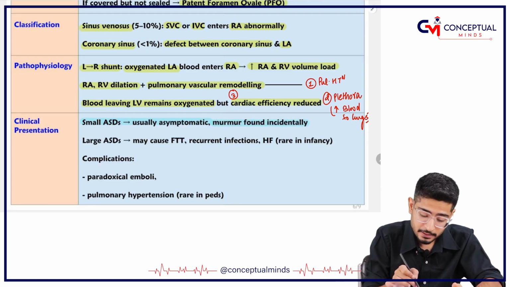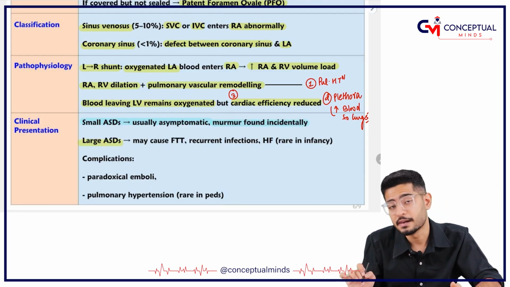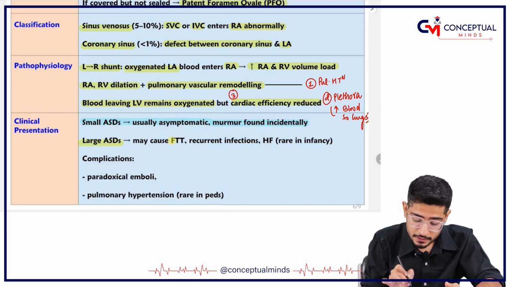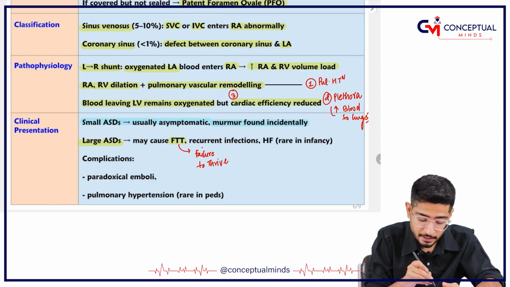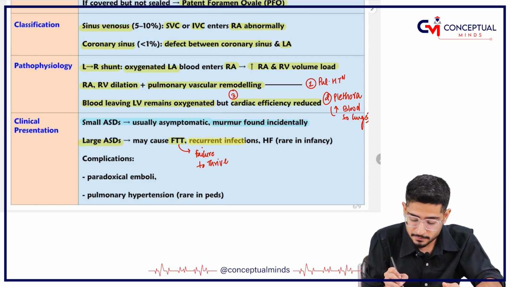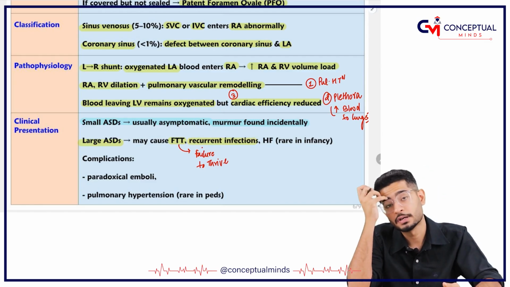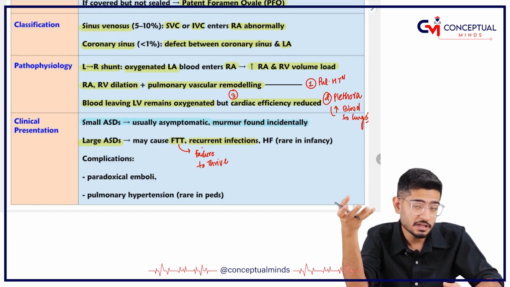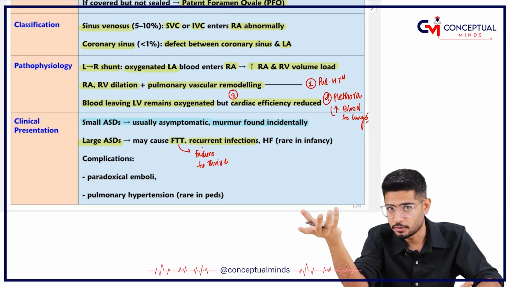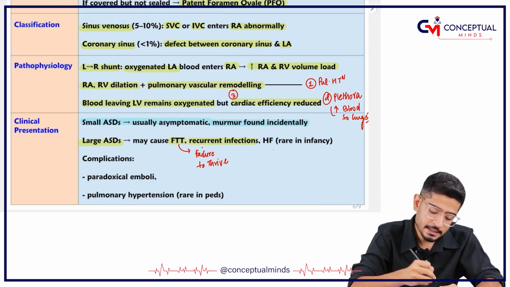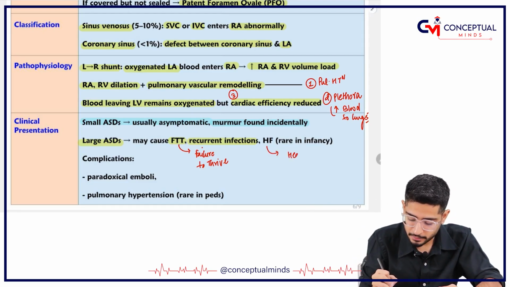But if it is a large ASD, it can cause failure to thrive. Why failure to thrive? Because of less oxygenation, less blood reaching the tissues. Then the patient might have recurrent infections. Why recurrent infections? Because the blood is not reaching, so the immunoglobulins can't reach the particular tissues, and even a minor infection can cause a lot of problems. Then in some cases, it might cause heart failure also.